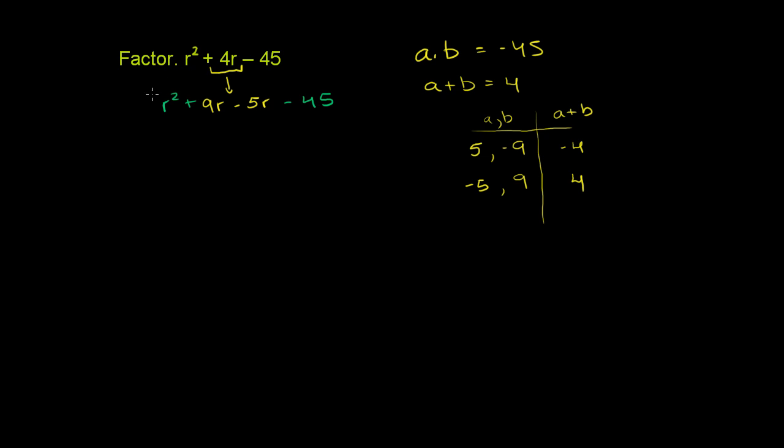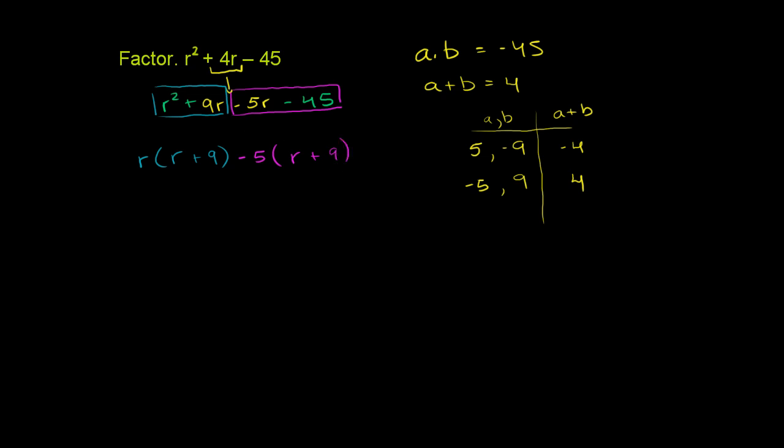So let's look at this first group right here. They both have the common factor of r. So let's factor out an r. This is equal to r times r squared divided by r is r. 9r divided by r is 9. So that's that first group. And the second group right here has a common factor of negative 5. So let's factor it out. Negative 5r divided by negative 5 is just an r. Negative 45 divided by negative 5 is a 9.